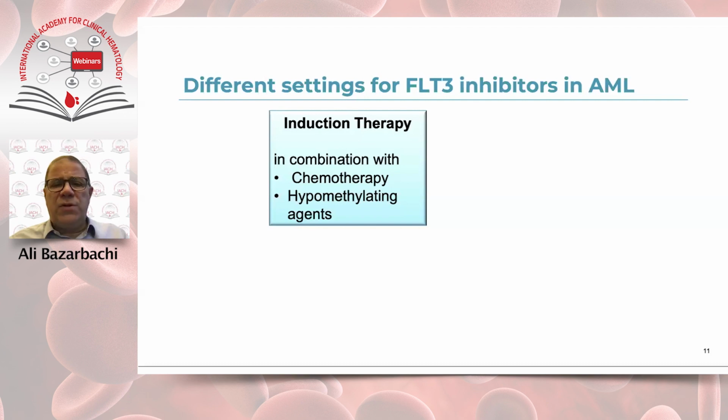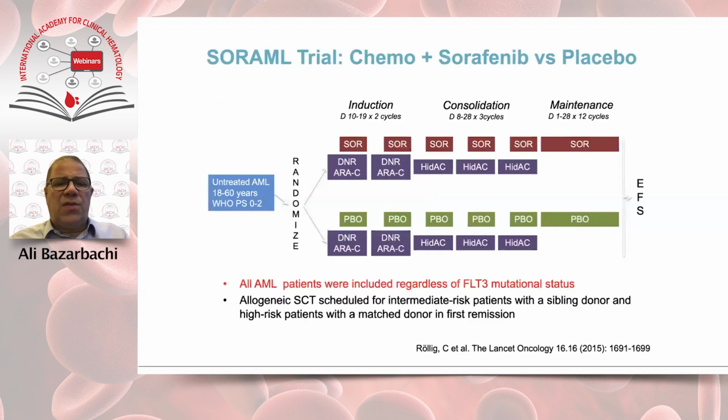So starting with the first setting, using FLT3 inhibitors during induction therapy. Historically, the first trial was the SORAML trial that combined chemotherapy, daunorubicin, and cytarabine with sorafenib or placebo for untreated AML 18 to 60. And sorafenib was used during induction, consolidation, and maintenance. Interestingly, in this trial, all AML patients were included regardless of FLT3 mutational status.